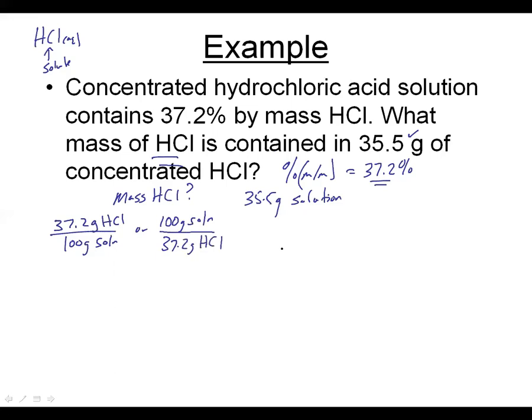So if we start with our 35.5 grams of solution, we're going to use the conversion factor on the left there, which is 37.2 grams of HCl per 100 grams of solution. The grams of solution will cancel each other out, and we will get something like 13.2 grams of HCl would be in that solution.